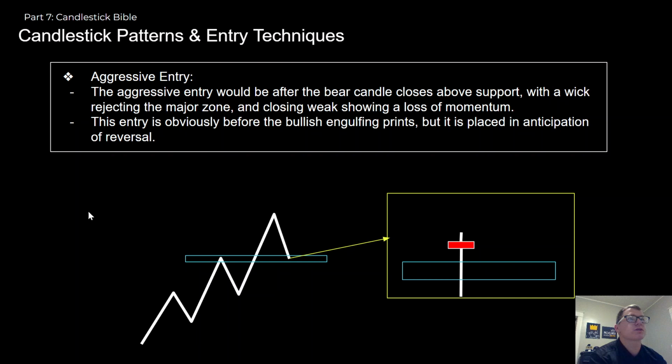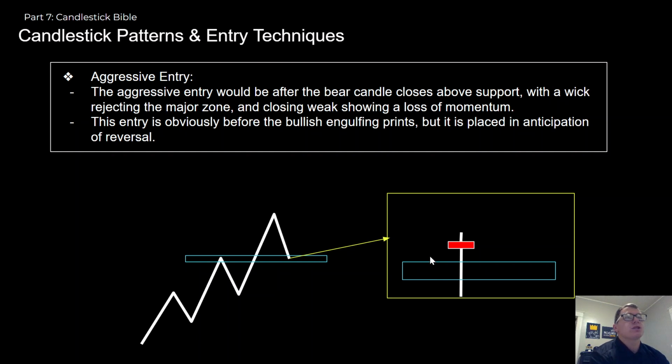There's the aggressive and there's conservative. The first one we're talking about is the aggressive entry. Now, the aggressive entry would be right after this bearish candle closes above support with a wick showing rejection off this major support zone, and then closing weak, showing a loss of momentum, meaning, hey, I'm tired of going down, let's go up. Okay, and then obviously, it's a bullish trend. We're looking for bullish momentum. This is a sign of bullish momentum that sellers are losing momentum and becoming weak.